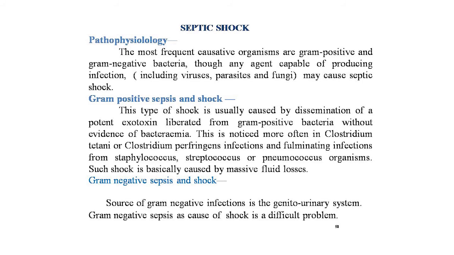Gram-positive sepsis and shock. This type of shock is usually caused by the dissemination of a potent exotoxin liberated from the gram-positive bacteria without evidence of bacteremia. This is noticed more often in Clostridium tetani or Clostridium perfringens infections and fulminating infections from Staphylococcus, Streptococcus and Pneumococcus organisms. Such shock is basically caused by massive fluid losses. Now, gram-negative sepsis or shock: the most frequent source of gram-negative infections is the genitourinary system. Gram-negative sepsis as a cause of shock is a difficult problem.